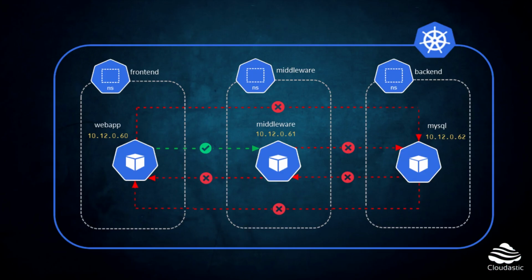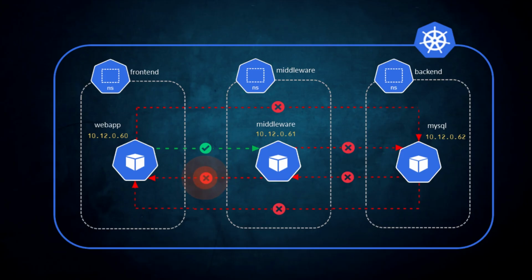Welcome back. In our last chapter, we made the web app pod in the front-end namespace talk to the middleware pod in the middleware namespace by applying network policies. We also noticed that it was a one-way street, where the middleware pod in the middleware namespace was not able to reach the web app pod in the front-end namespace. So, how do we turn this one-way street into a two-way highway?